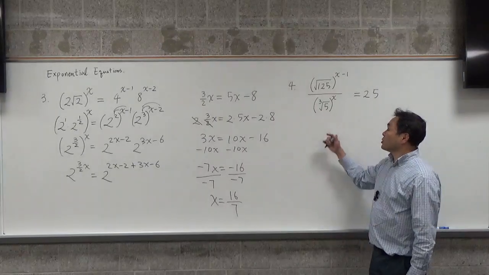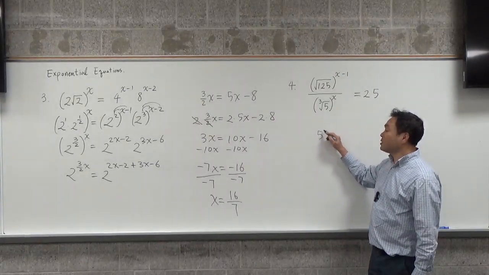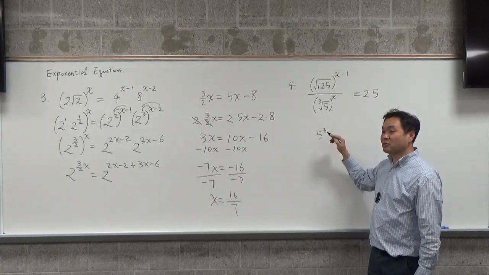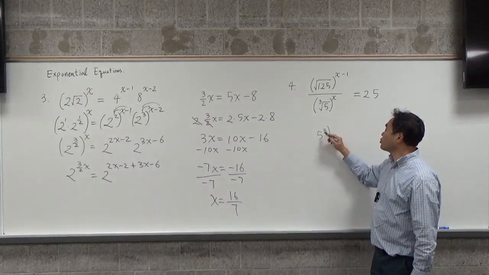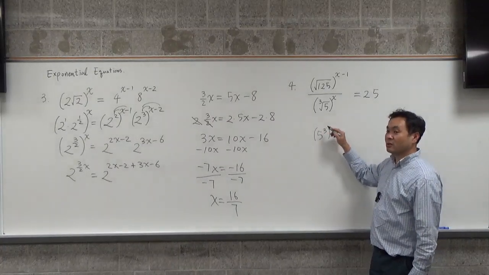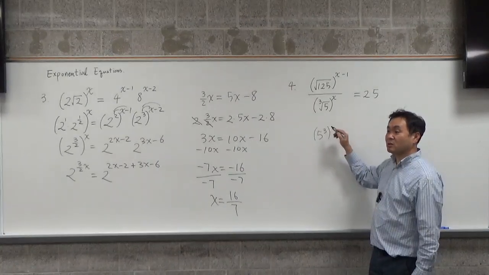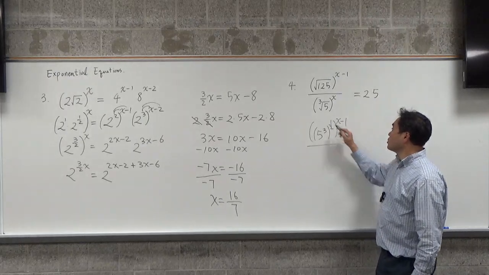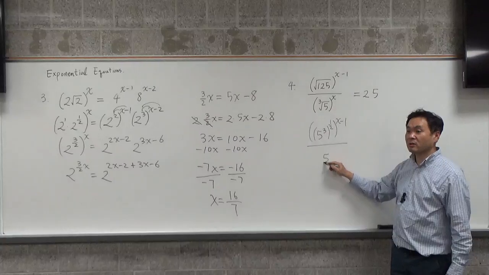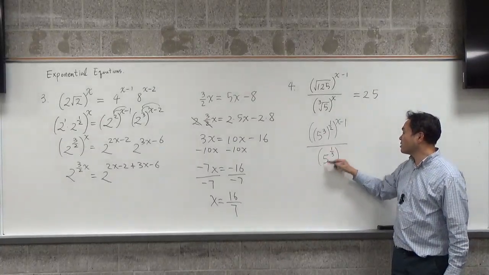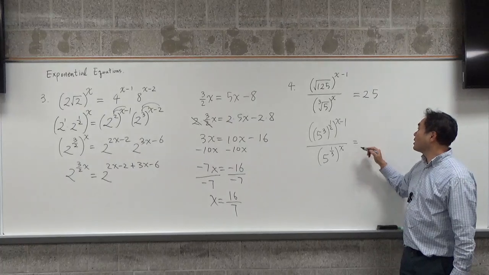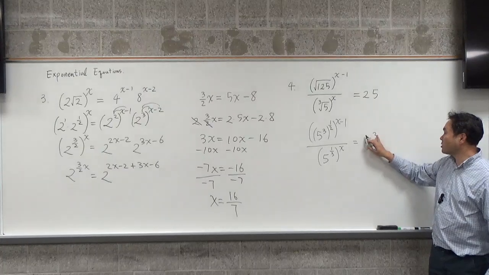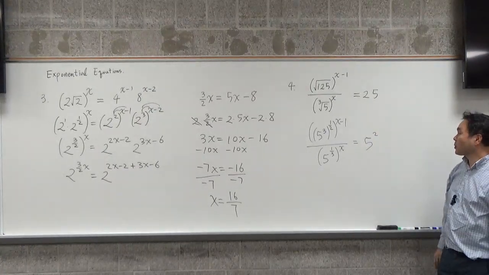Okay, let's think about this next one. 125 is 5 to what power? 5 to the third. 5 times 5 times 5 is 125, right? And then square root should be changed as what? Square root is the 1 over 2 power, yes. And then to the x minus 1. Cube root should be changed as 1 over 3 power, yes. And then 25 is 5 to what power? Squared. Okay, 5 times 5 is 25.